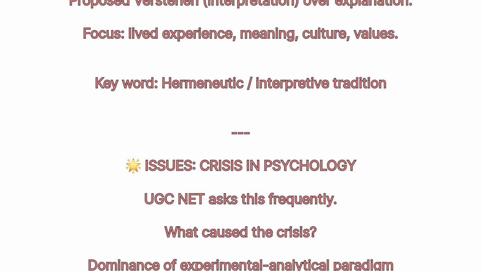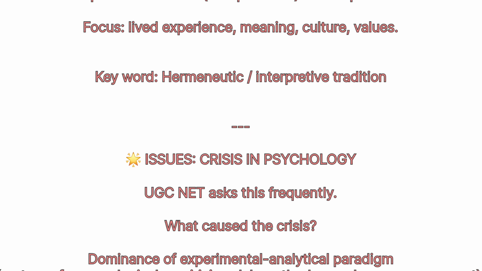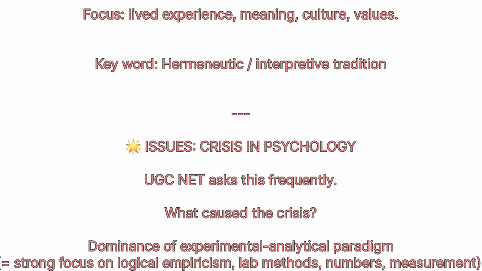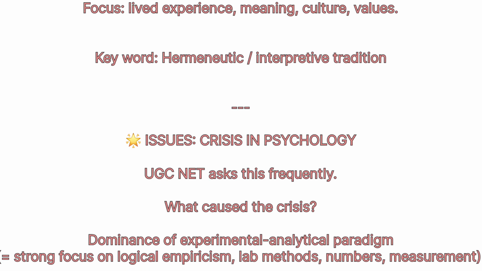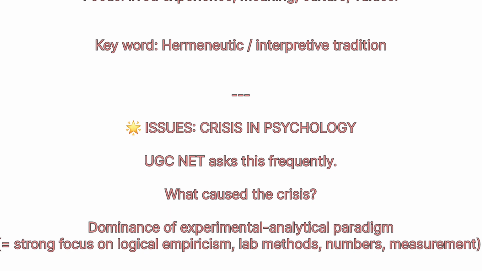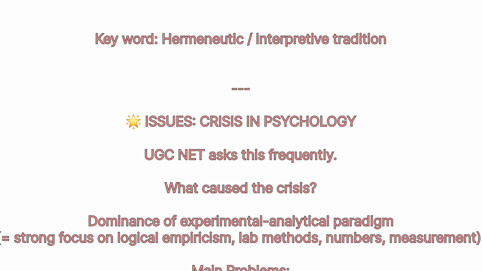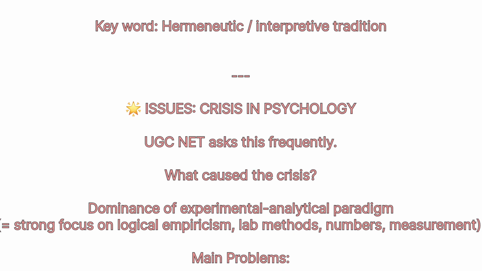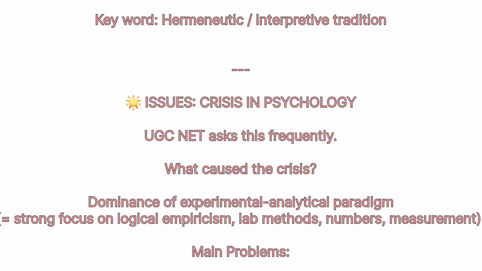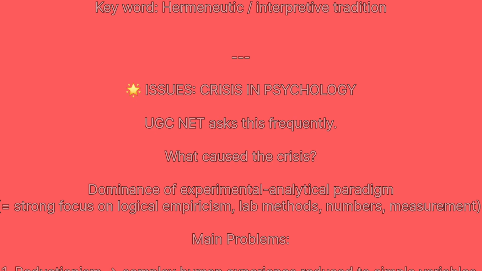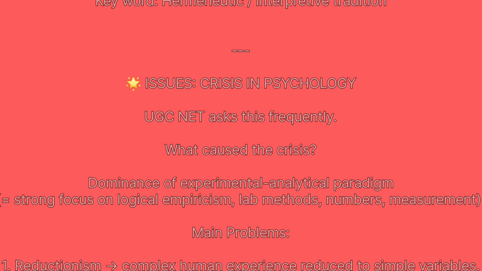What caused the crisis? Very important question. They have a crisis or problem. How was it caused, or what caused it? So today we are learning about many types of things: why, how, when, where. Similarly, why it was caused, the reason: the dominance of the experimental or analytical paradigm. Because of that, there is a problem in psychology. It means a strong focus on logical information, lab methods, numbers, measurements. Some are focusing on logic, some on lab methods, some on numbers, some on measurement.